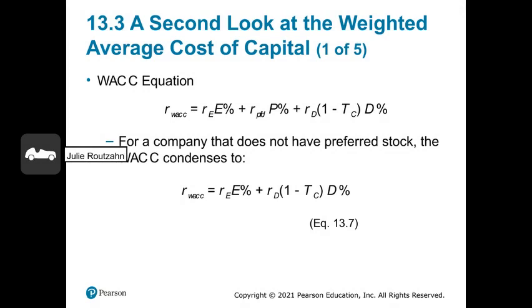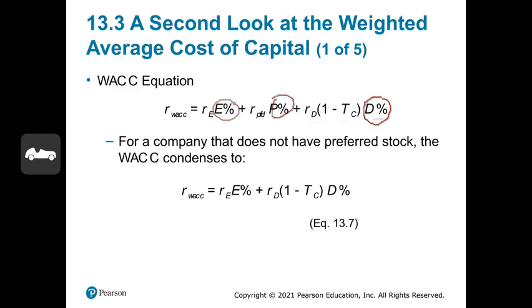We can rewrite our weighted average cost of capital equation into this format. So we have our rate of return for our weighted average cost of capital is equal to the return on the equity times the percentage of equity, plus the return on the preferred stock times the percentage of the preferred stock, plus the return on the debt times the percentage of debt. So the percentages of equity, preferred stock, and debt have to add up to 100%.